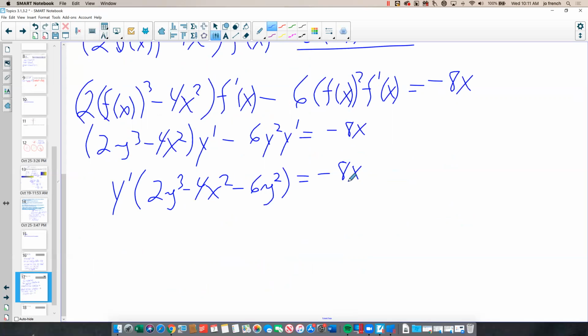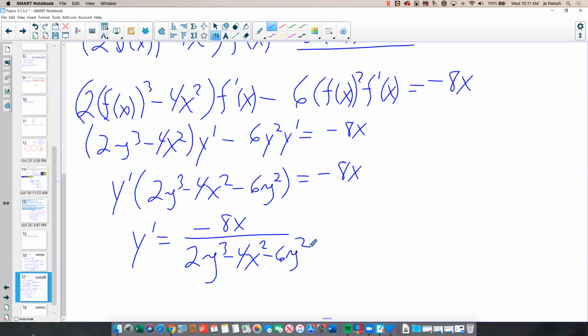And our last step is to divide. So I get y prime is equal to negative 8x over 2y cubed minus 4x squared minus 6y squared. And there I have my derivative with x's and y's in my expression for y prime.